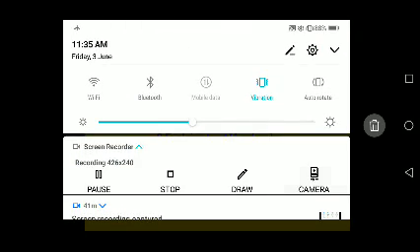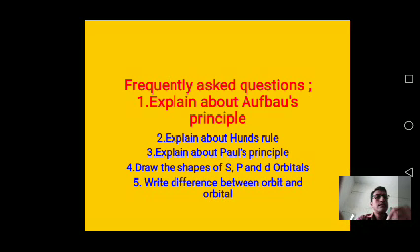Frequently asked questions about this topic: Explain about Aufbau principle. Explain about Hund's rule. Explain about Pauli's principle. Draw the shapes of s, p, d orbitals. Write the difference between orbit and orbital.